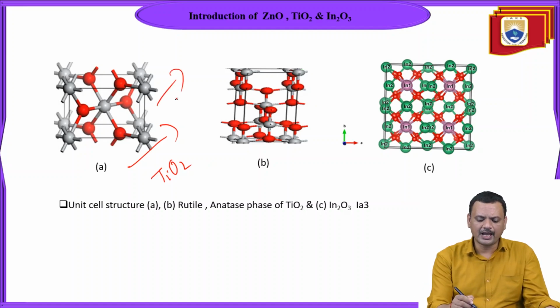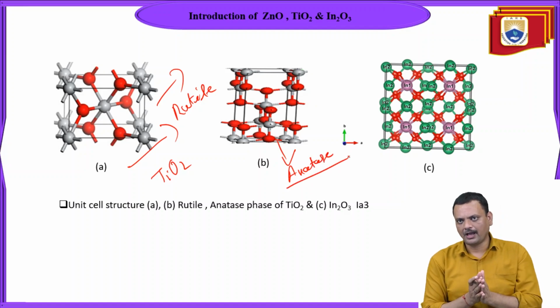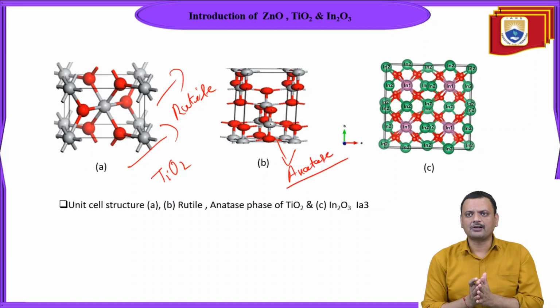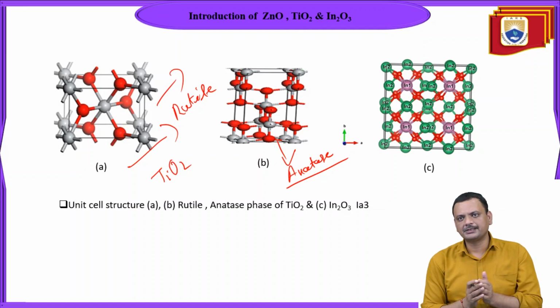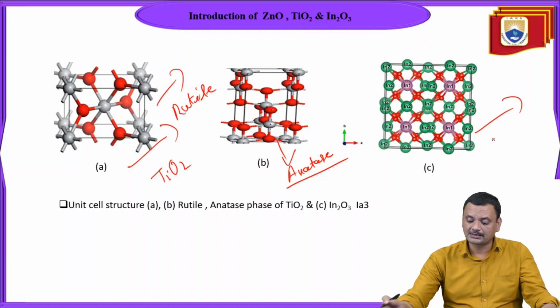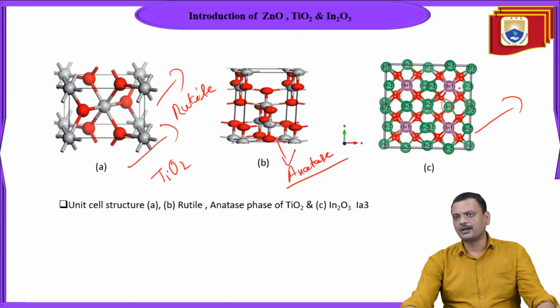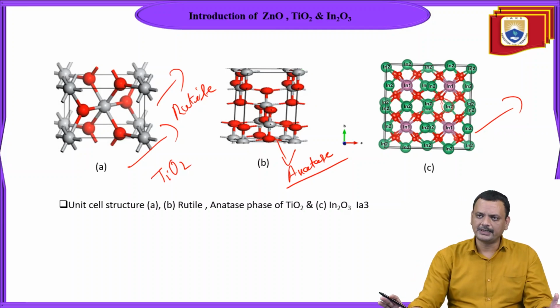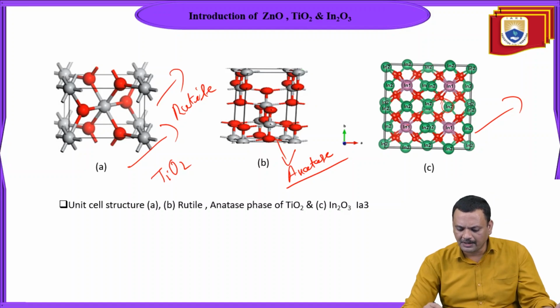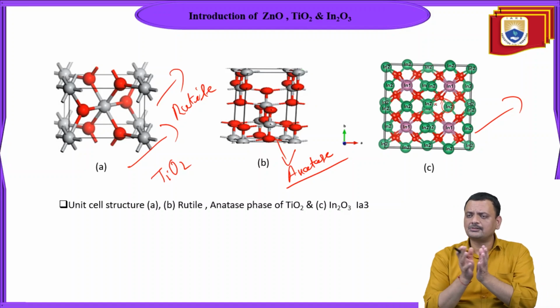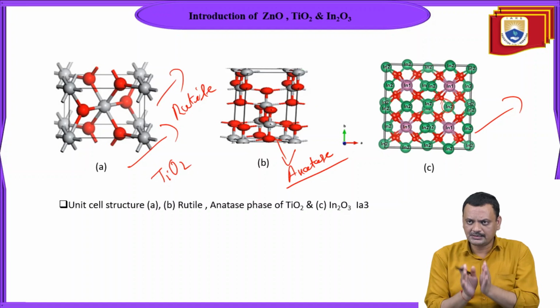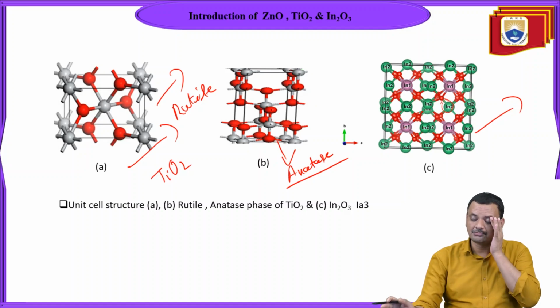So this is your rutile phase, and this is your anatase phase. I have explored the optoelectronic behavior of these two phases. And this is your indium oxide. See here, two types of indium are found for any single unit cell of indium oxide, mentioned by indium 1 and indium 2.